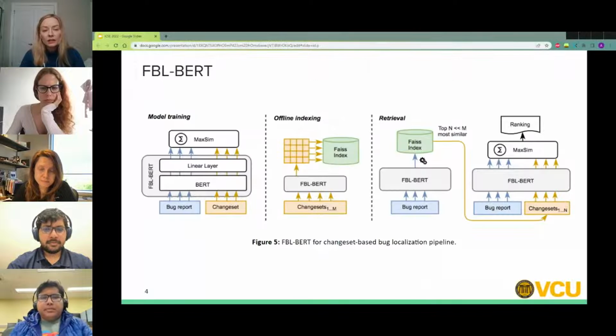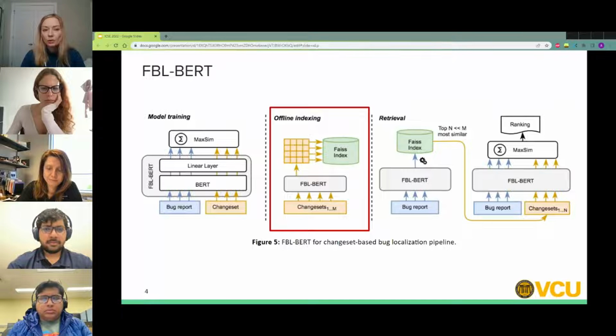So in practice, using this model consists of 3 steps. First, of course, we need to train the model. Secondly, we take all our change sets and encode them with the trained model. Then we put the encoded change sets into an index. Preferably, such an index should support efficient vector similarity search. And finally, our last step is retrieval.